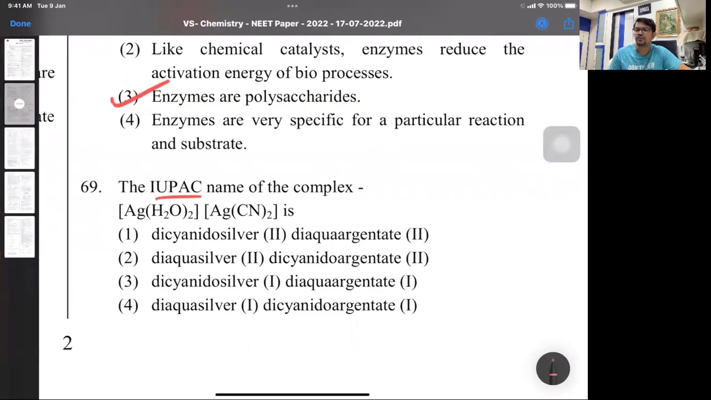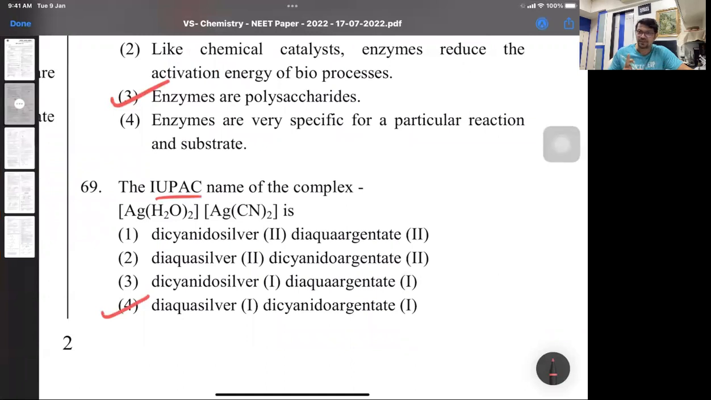And the second complex, if you see, is an anionic complex because cyanide is going to be -1 into 2 over there. So the silver state, we all know, is +1. So the complex will have a charge of -1. So the first complex, the Ag(H2O)2, will have a charge of +1, and the Ag(CN)2, the second complex, will have a charge of -1. That's why they have not shown the charges. It's understood, it gets neutralized. That's why the more correct name here is going to be D.